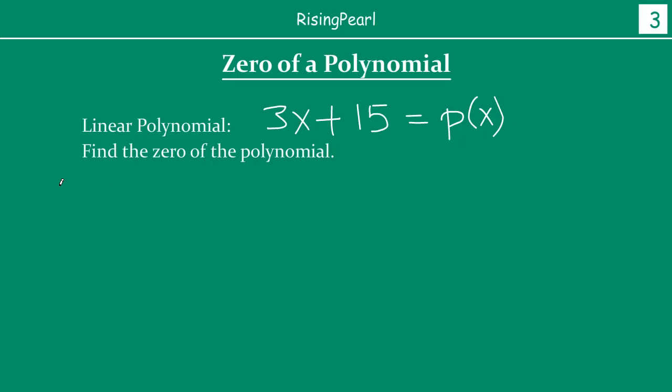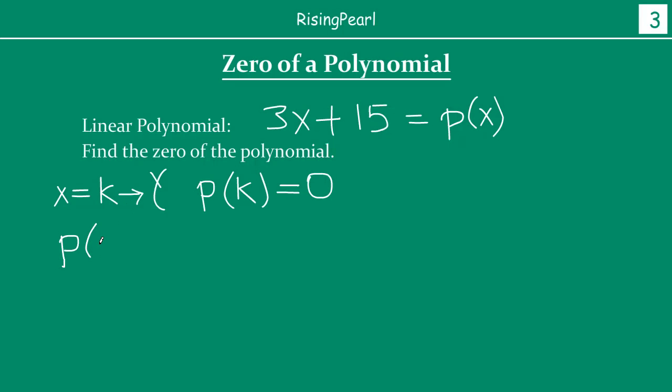So we are again going to assume that k is the 0 of this polynomial. That means the value of the polynomial at k will be equal to 0, right? That is from the definition. So what is the value of this polynomial at x equal to k? That will be p(k). Wherever we have x, we replace it by k, so 3k plus 15, and the polynomial at x equal to k should be equal to 0.